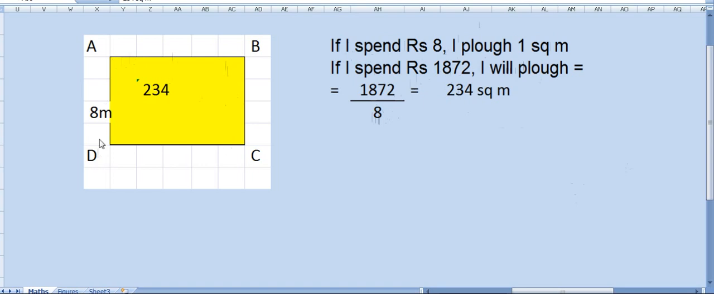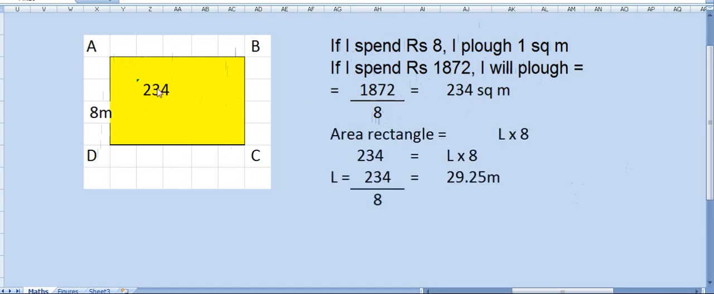Now we know the breadth. We have to find out the length. So area equals 234 equals L into 8, length into breadth. So L we want to find out. 8 we know. So L equals 234 upon 8 equals 29.25.